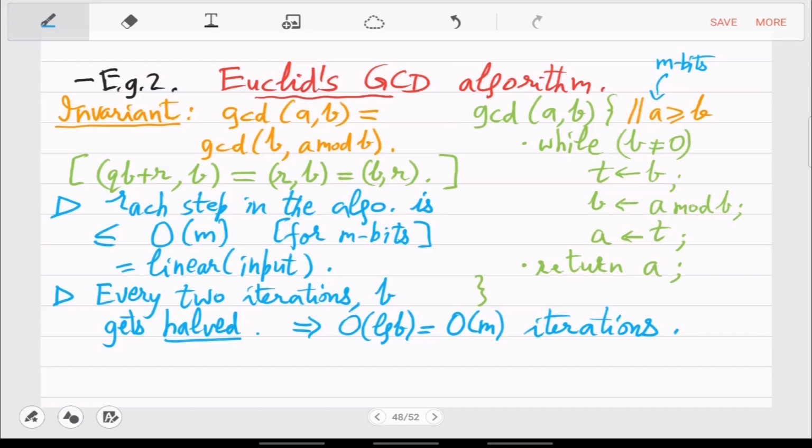So again, if B is around 2 raised to 1000, which is impossibly large to iterate, this will only take 1,000 iterations. Okay, 1,000 or 2,000 or smaller than that.